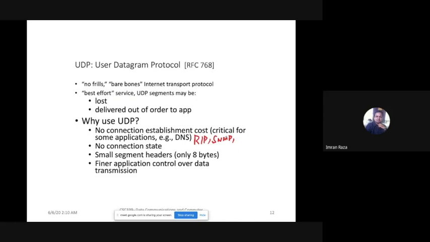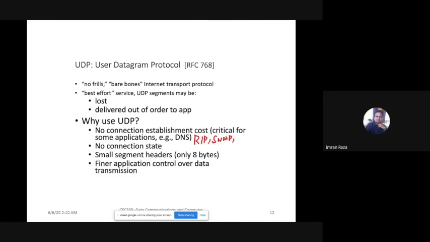So there is no connection establishment cost in this case. So this really makes it fast as compared to TCP. Then since there is no connection establishment, I don't need to maintain any state of a connection.